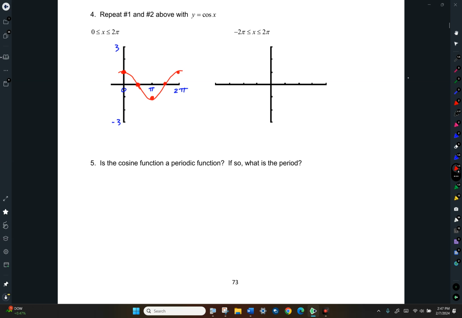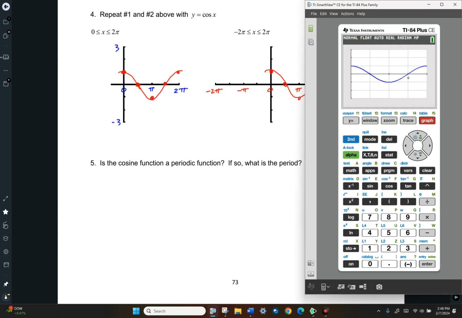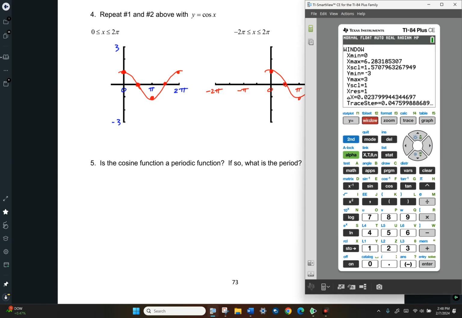And what do you think is going to happen if I extend it out to -2 pi? I already had my 0 to 2 pi, and I know what that's going to look like. It goes here, here, here, here, here, right? But what would you speculate is going to happen if I take it out this direction to -2 pi? Well, if you're thinking the same thing is going to happen that happened with sine, you'd be right.